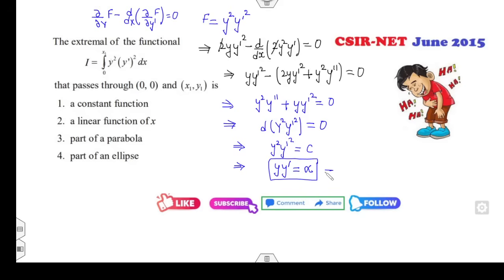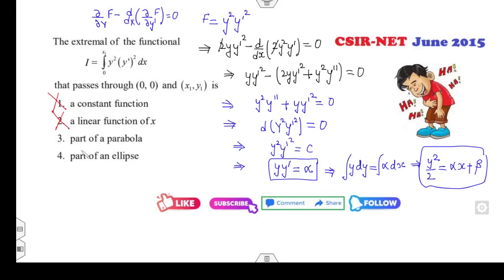Fine. So I can write this as y dy over dx. Now if you integrate them, this will give you y square over 2 is alpha x plus beta. So what equation is this? Is the equation a constant? No. Is it linear? No. Is it a part of an ellipse? No. Is it a part of a parabola? Yes. So C is the right answer to this problem.